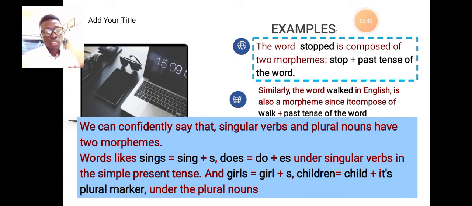Now, when nouns whose singular and plural forms are the same are written in isolation, they are considered to have one morpheme. For example, sheep, deer, furniture, etc. However, in context, they may have one or two morphemes. For example, the sheep was sold yesterday.